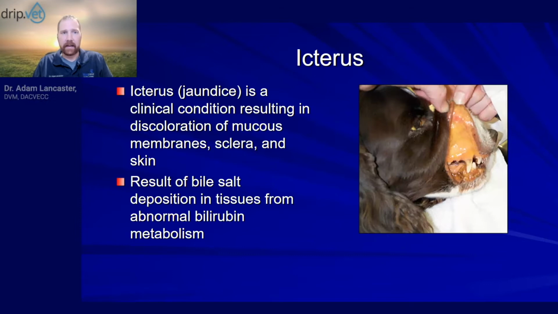is Icterus. Icterus is also called jaundice, and it is the clinical condition that results in discoloration of mucous membrane, sclera, and skin. And it's the result of bile salt deposition in tissues from abnormal bilirubin metabolism. So hyperbilirubinemia causes Icterus, but it is not the same thing. Hyperbilirubinemia is the elevated bilirubin. Icterus is going to be that clinical manifestation of the hyperbilirubinemia.